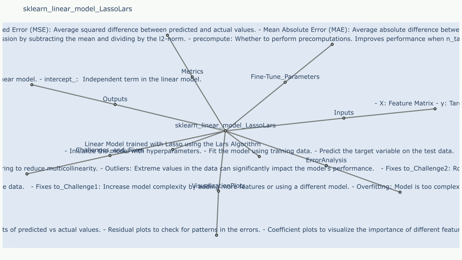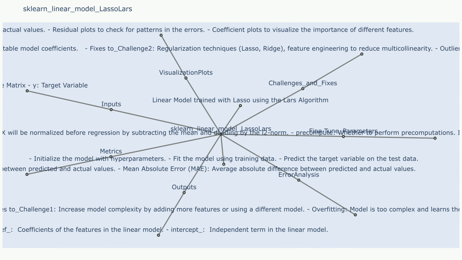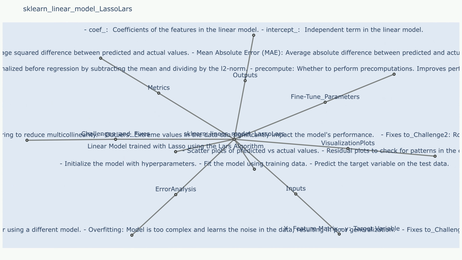Challenges and fixes. Challenge 1: the LARS algorithm can be computationally expensive for large datasets. Sample use case that resulted in challenge 1: fitting a LassoLars model to a dataset with millions of rows and thousands of columns. Fixes to challenge 1: use a smaller subset of the data for training. Use a more efficient implementation of the LARS algorithm. Use a different regularization method, such as ElasticNet.